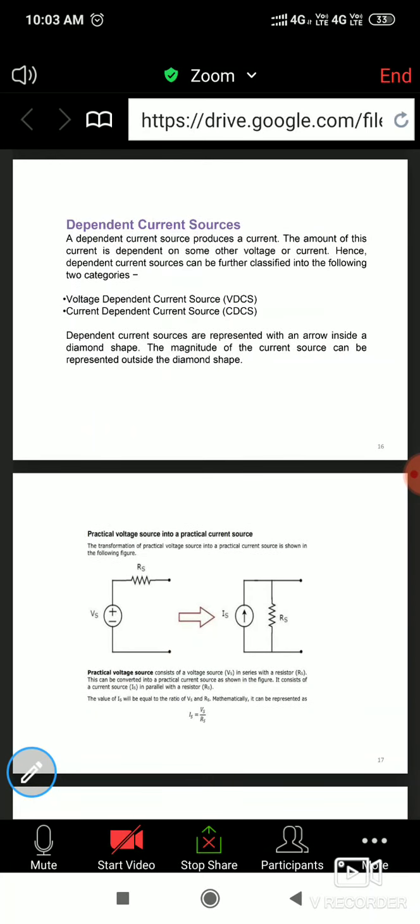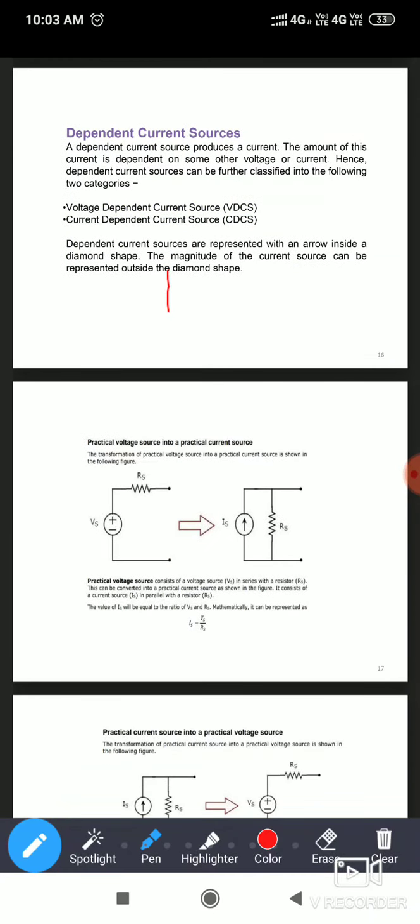Dependent current sources. So for dependent current sources, I will draw the first one and this is the second one.